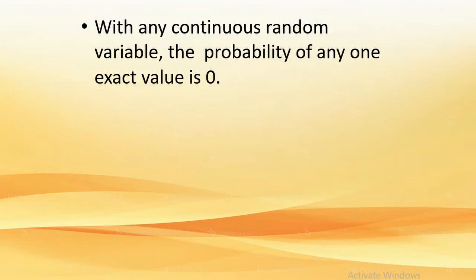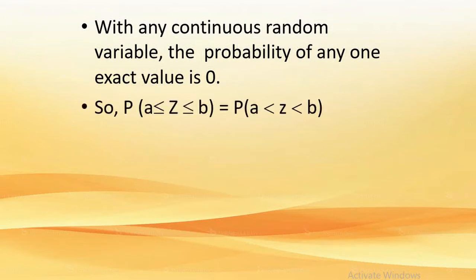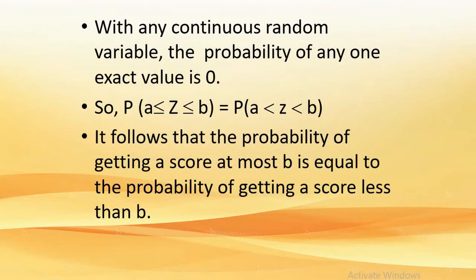So P(A ≤ Z ≤ B) is equal to P(A < Z < B). It follows that the probability of getting a score at most B is equal to the probability of getting a score less than B.